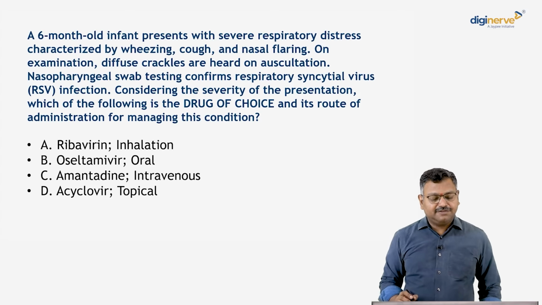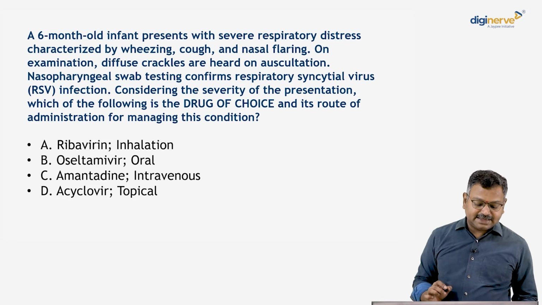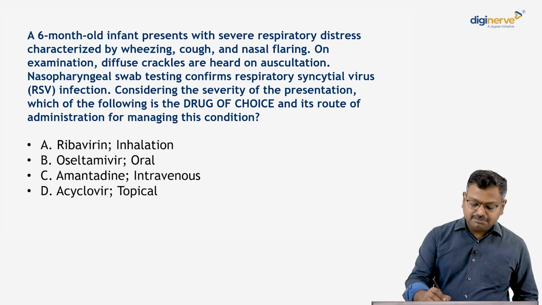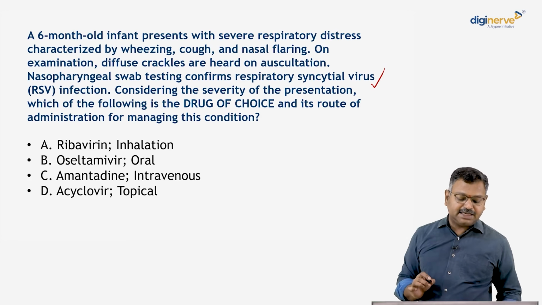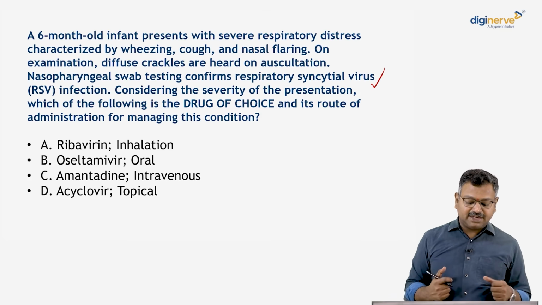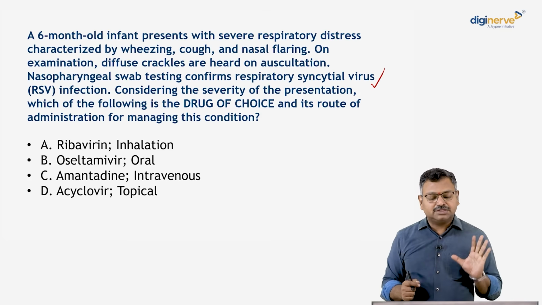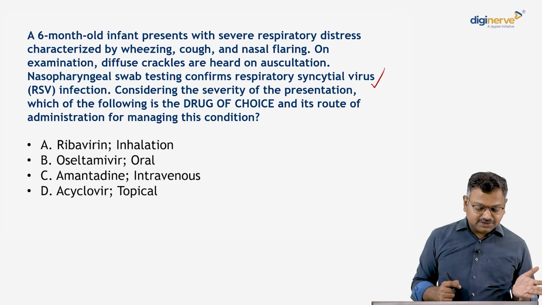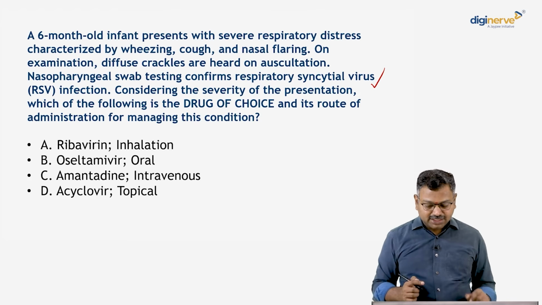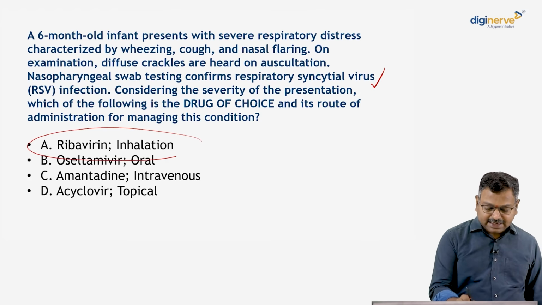A 6 month infant, severe respiratory distress, wheezing, cough, nasal flaring. On examination, diffuse crackles are heard. Nasopharyngeal swab confirms that the patient has RSV. So, it is the respiratory syncytial virus, severe infection. Which is the drug and what is the route? Ribavirin inhalation, oseltamivir oral, amantadine IV, acyclovir topical. The drug of choice, please remember, is inhaled ribavirin.